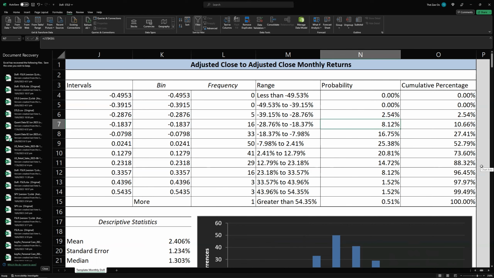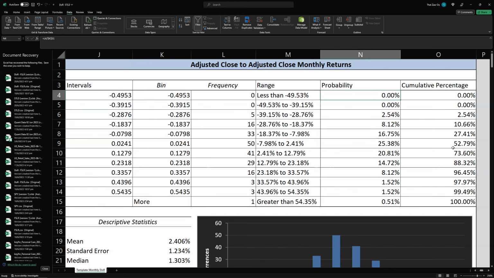Here you will see there is an additional column called the cumulative percentage, which is 10.66. This 10.66 is basically adding 8, 2.5 and 0. It's just adding up everything that is before. For example, this 27% is adding up 16.7, 8.1, 2.5, 0.